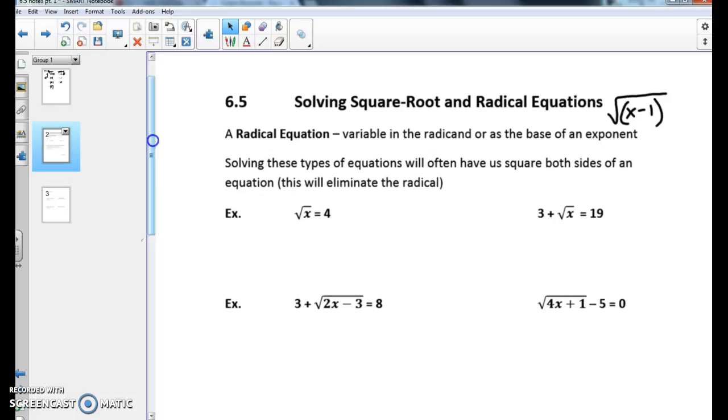Or if it were the base of an exponent, that same thing can be thought of as x minus 1 to the 1/2 power, right? Okay, so that's kind of what we're talking about here. Solving these types of equations will often have us square both sides of an equation. So maybe underline that or something, highlight it, square both sides. It's going to be a key thing we're going to do here a lot. And as it says in parentheses, this will eliminate the radical.